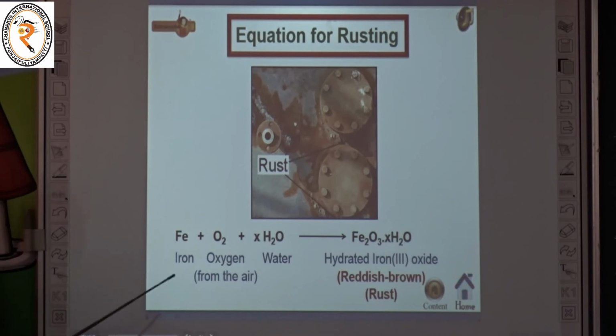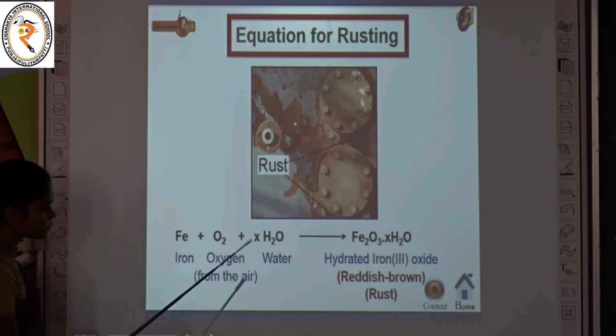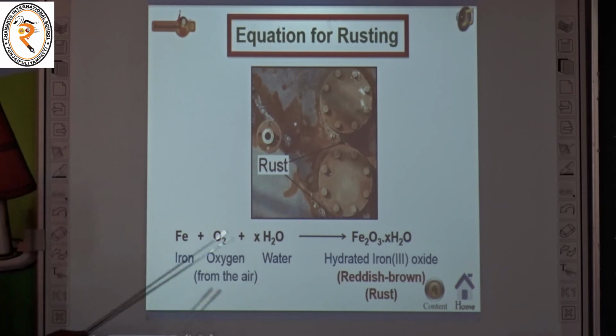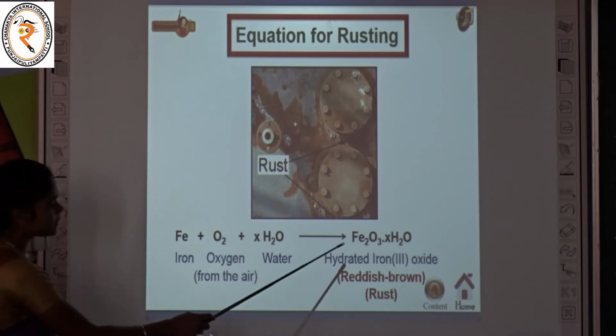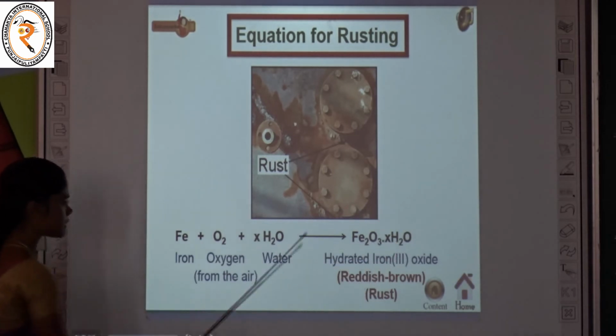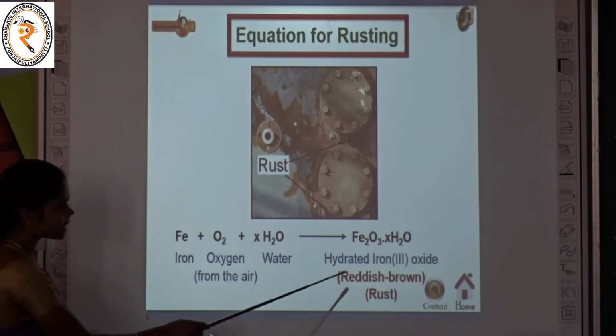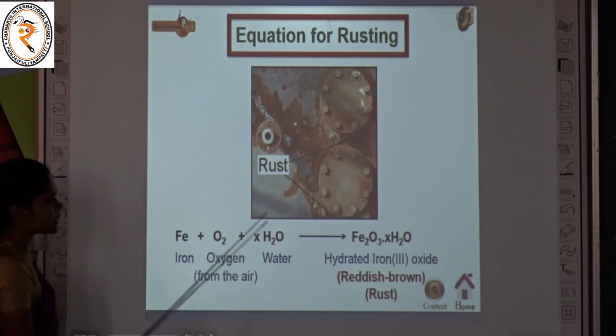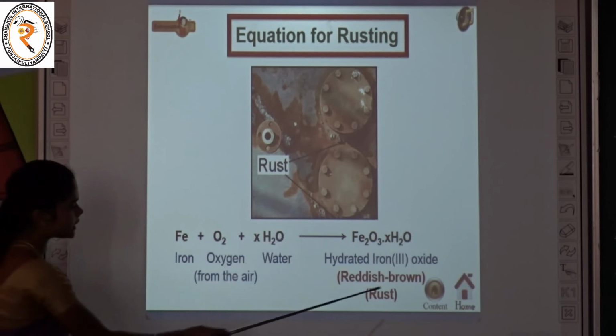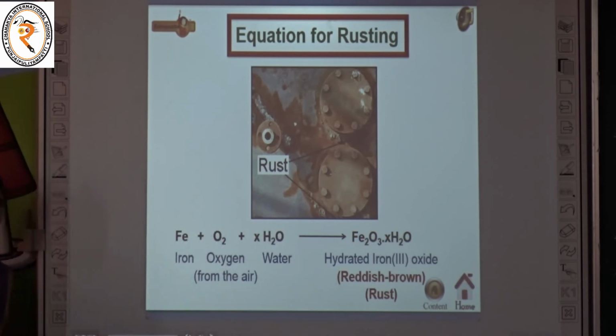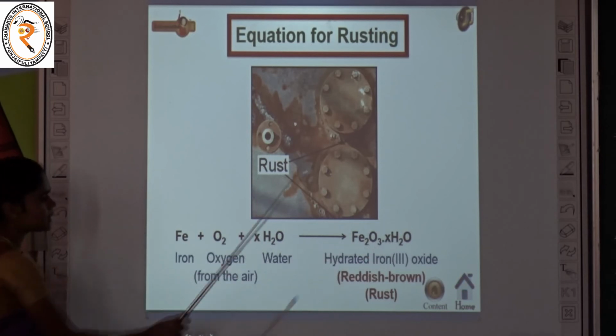See, Fe is nothing but iron, plus O2, oxygen present in the air, and plus H2O, which is nothing but water. So when iron reacts with the oxygen in the air and water, it gets rusted. That is, we get Fe2O3 into H2O. It is nothing but hydrated iron(III) oxide. What is the color of the rust? That is Fe plus O2 plus H2O gives Fe2O3 into H2O.